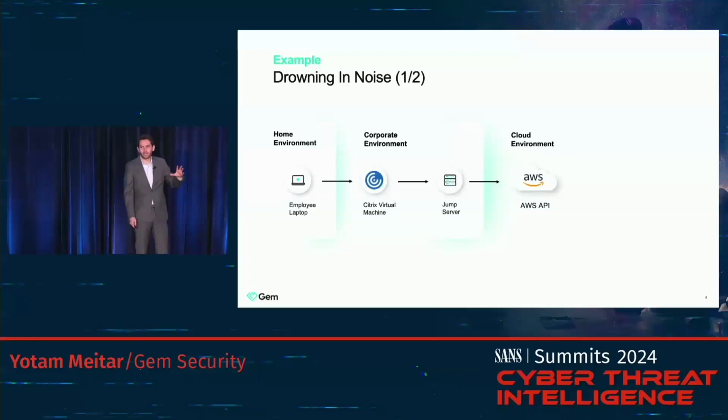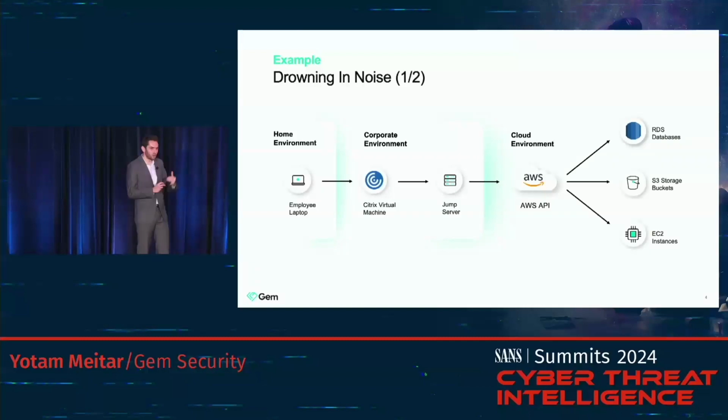From there, again, I'm not going to detail every step of the attack, but the main things attackers targeted here were RDS databases, S3 buckets, and EC2 instances. So compute resources, databases, and storage buckets. And this was a purely data theft focused attack. So attackers were stealing data out of this environment, and they were doing it for a while.